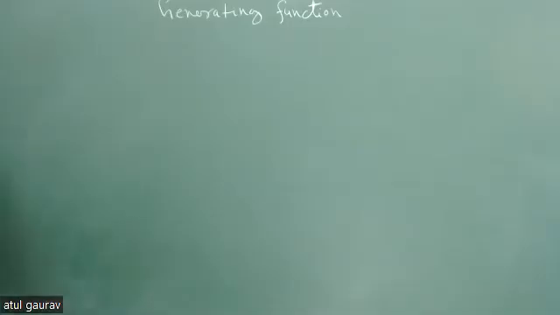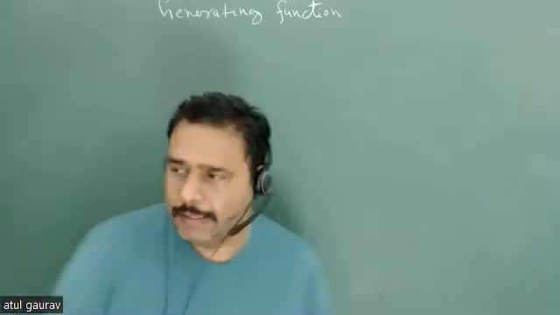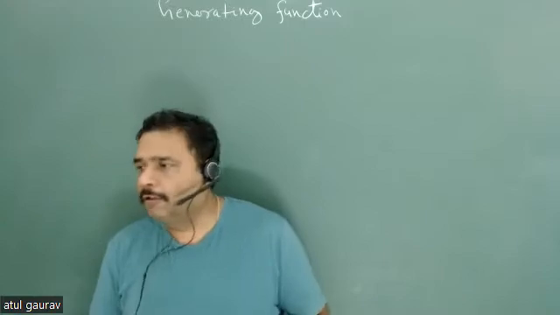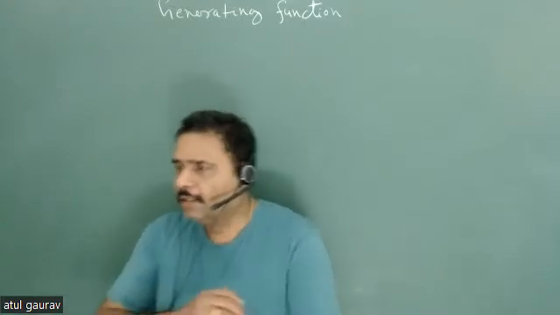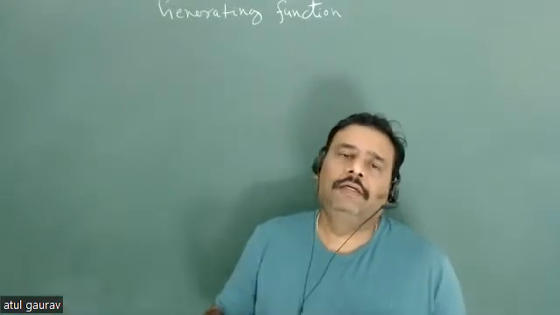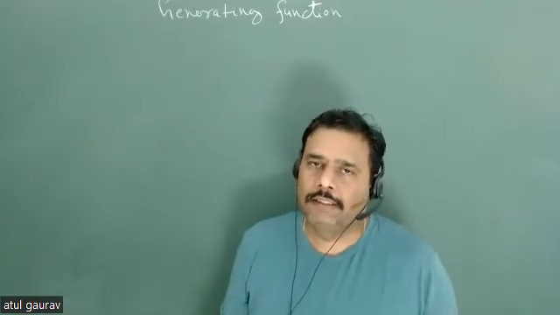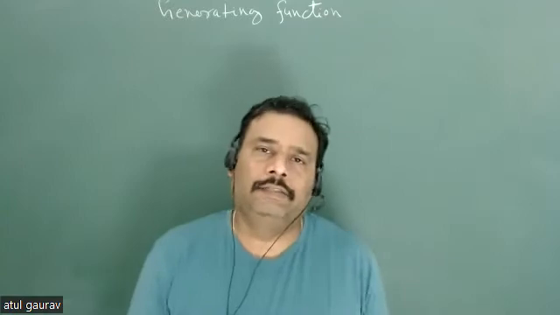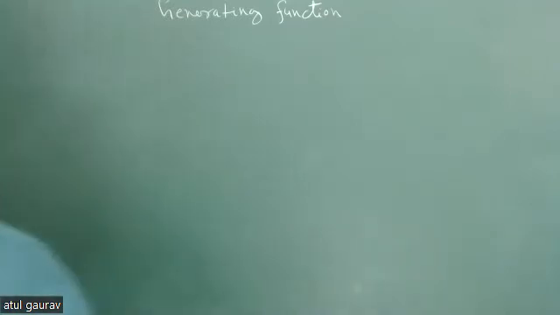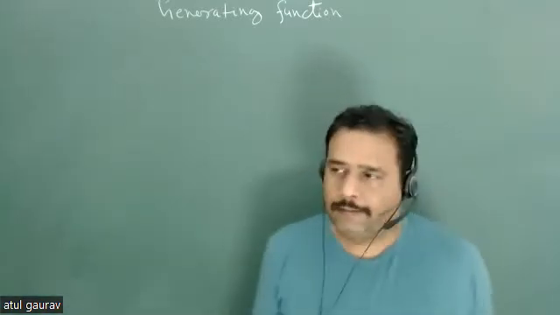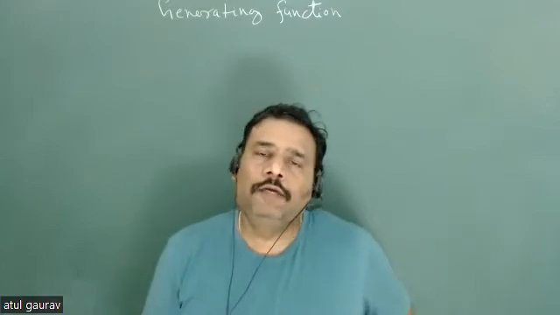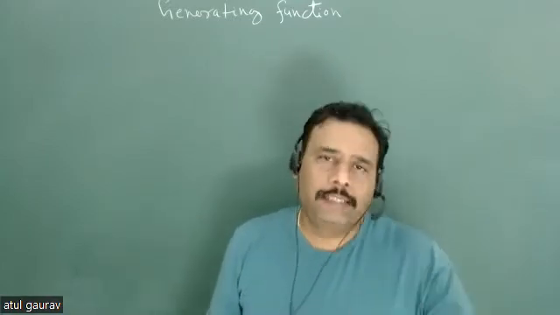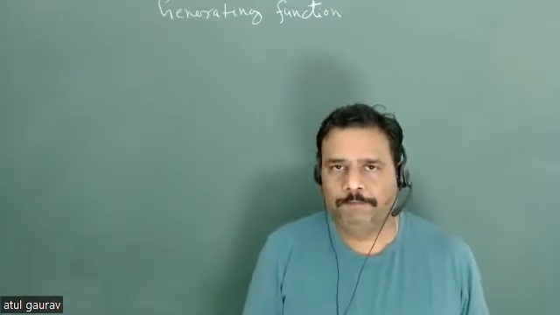Let's go to the next topic, that is all about generating function. So in the last class we have just understood what is canonical transformation with the help of the Jacobian as well as the Poisson bracket. Now today we will learn how we can generate this canonical transformation.